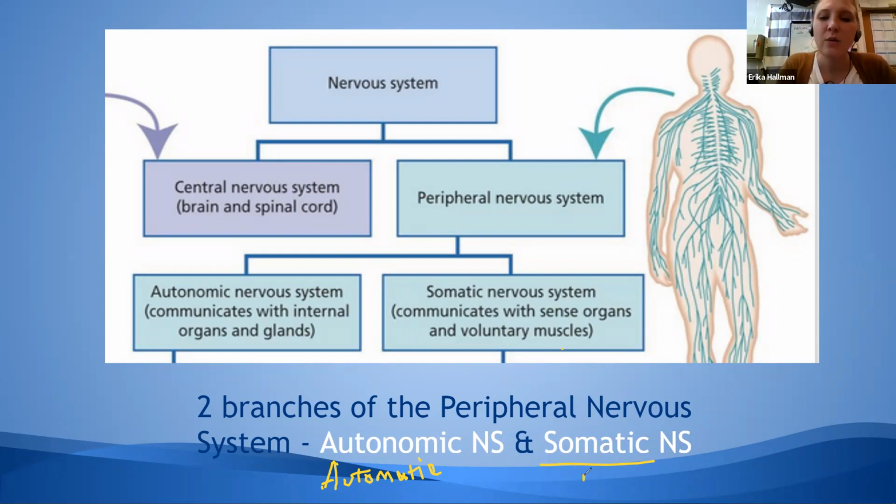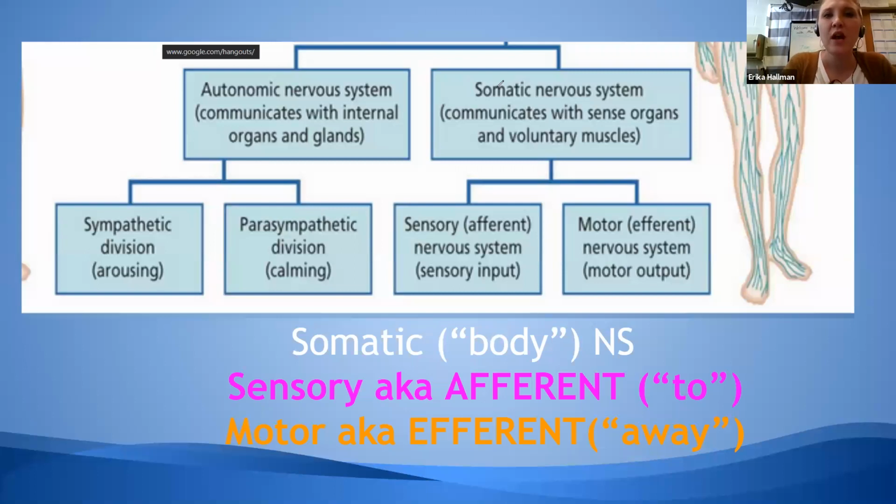Somatic, anywhere you see the word somatic, it means body. So if you think about that, those two words give you a clue on what these nervous systems do. So let's first break down the somatic nervous system. The somatic nervous system is going to be composed of the sensory and the motor nervous systems.